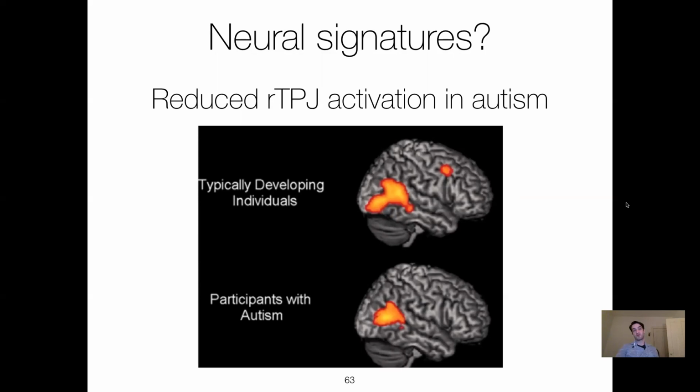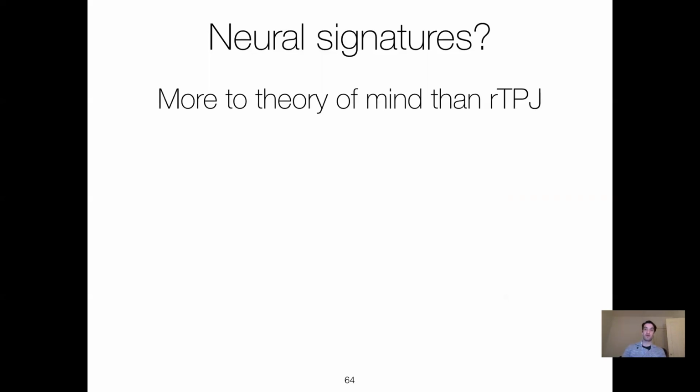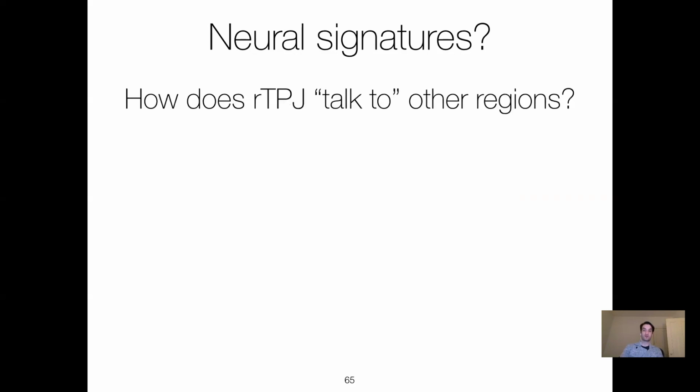So some of you could be thinking, well, sure, we've talked about RTPJ a lot with social cognition, but there's more to theory of mind than the RTPJ. There are other regions. There's the precuneus, there's the medial prefrontal cortex. So a natural question people have wondered is, let's not just think about how active or the size or the presence of the RTPJ. Let's think about how it talks to, or how well it's connected to, other regions.